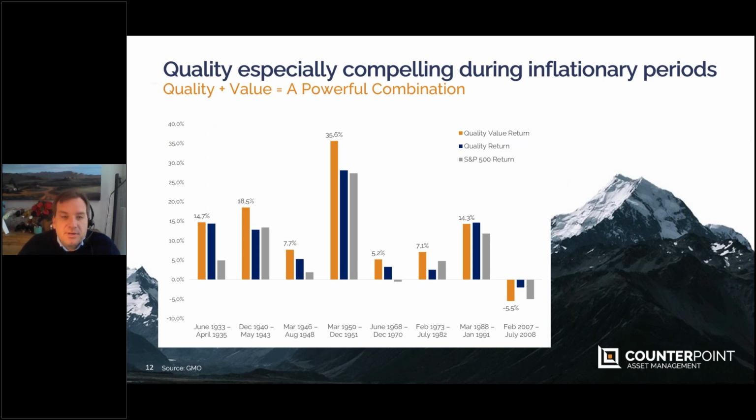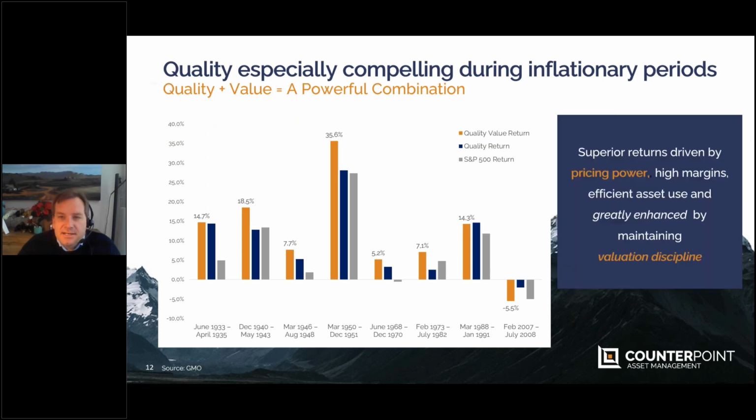So it does well during inflationary periods. Why is that? It's because quality companies have pricing power. They can maintain their margins. They also are generally much more asset light, so they don't have to replace assets at an inflated price in the future. But if you combine quality with value, so if you overlay a valuation discipline, you don't overpay for quality, it's even more powerful.